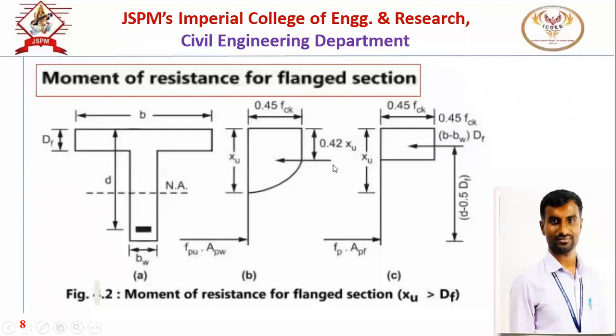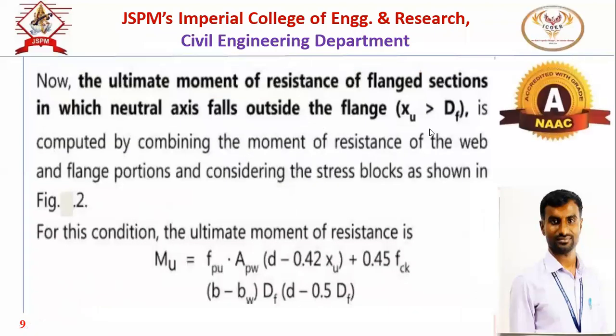Now we will see the formula. This is the formula for the moment of resistance. See the formula: the ultimate moment of resistance of a flange section in which the neutral axis falls outside the flange. Neutral axis falls outside the flange means XU, the depth of neutral axis, is greater than the thickness of the flange. This is the condition: XU is greater than DF.